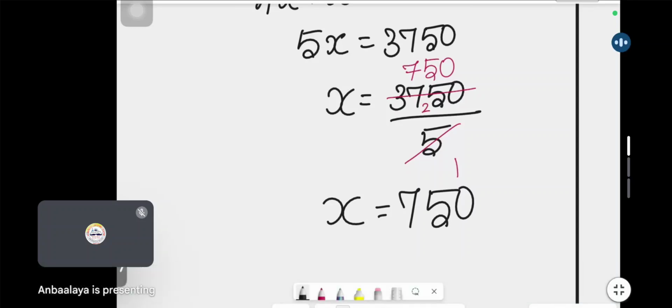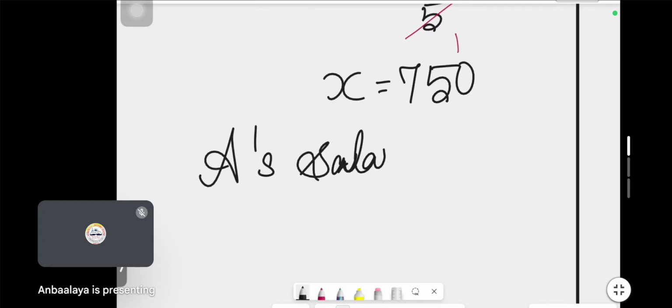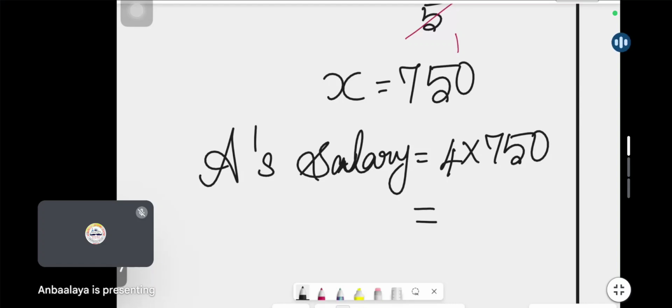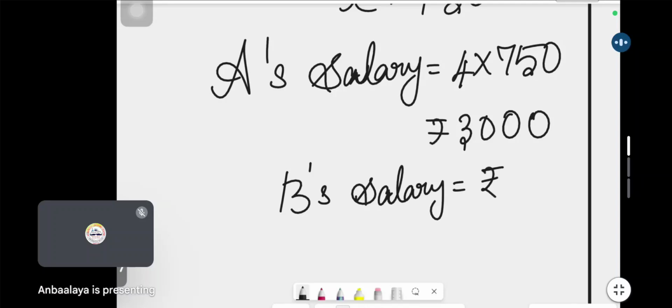No, ma'am, because we want to find A's salary and B's salary. A's salary is 4 into 750, which is 3,000. B's salary is rupees 750.